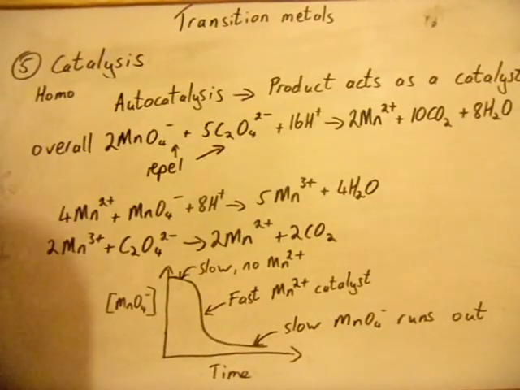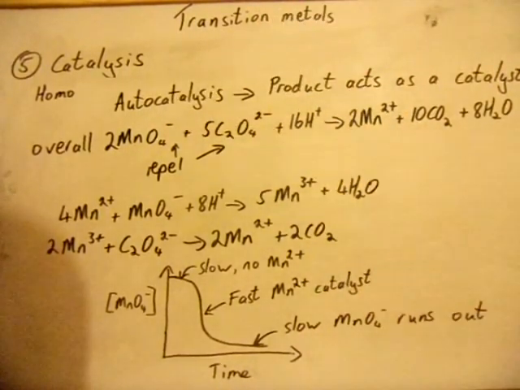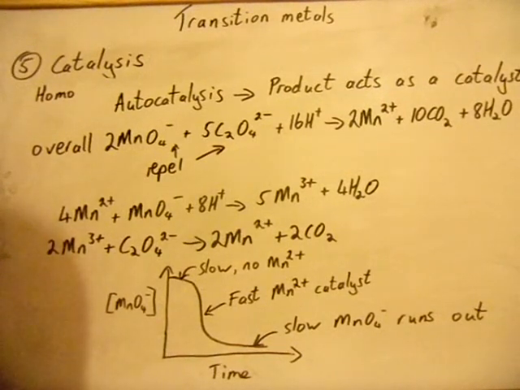Okay, so we're looking at an example of autocatalysis now. This is where one of your products actually acts as a catalyst. So in this reaction here, this is the exam favourite. As you can see here, same as before, we've got two negative charges. So these are going to be repelling each other. So very slow reaction, very high activation energy there. So we need something to help speed it up.